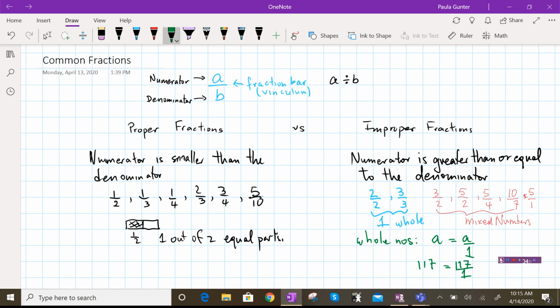All right, so just to recap, two main types of common fractions. They're proper or improper fractions. In proper fractions, the numerator is smaller than the denominator. And in improper fractions, the numerator is greater than or equal to the denominator. When the numerator and denominator are equal, that is just one whole. Otherwise, we'd have, as we'll see later on, mixed numbers or whole numbers greater than 1.